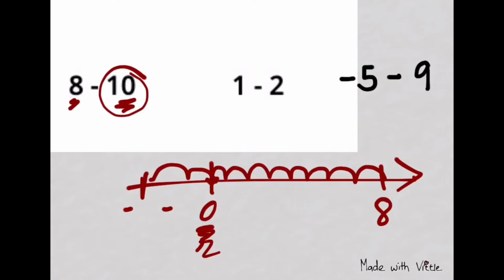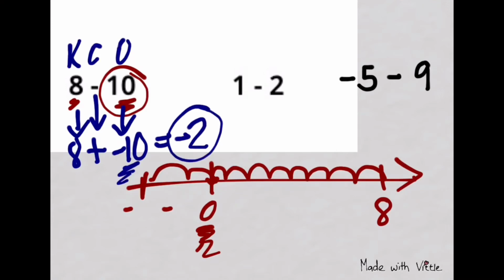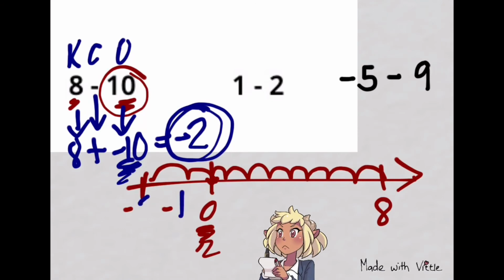Now let's try KCO on 8 minus 10. So 8 stays the same, the subtraction will become addition, and then that positive 10 will become negative 10. They're different signs, so you have to subtract. The difference is 2, and you get the sign of the one farther from 0, which is going to be negative. Okay? And you see, our answer is negative 2.